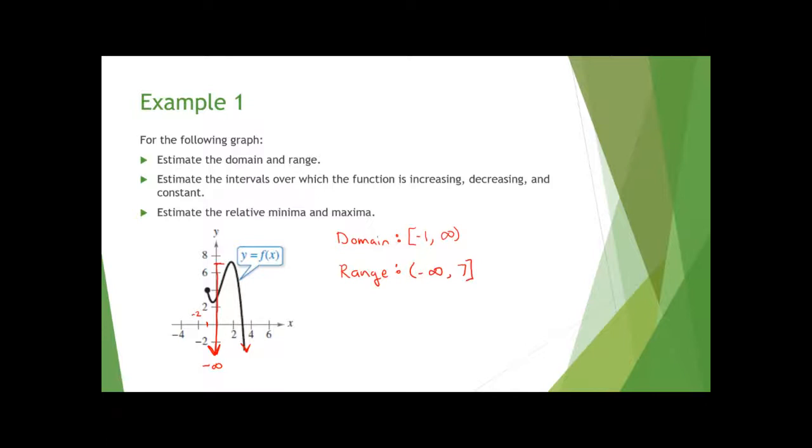So that's the domain and range, and we're just estimating by the graph based off of what it looks like. And usually when you have to estimate like this, estimating whole numbers is best because that's just a lot easier to work with. So do you guys have questions on the domain and range part for this example?